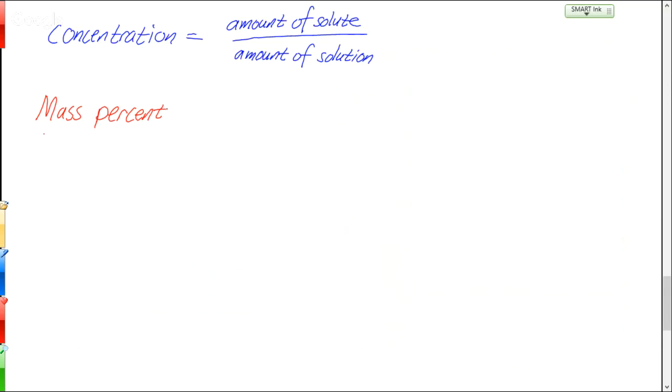Mass percent is sometimes written percent m/m. And this is the value that you get when you say amount as mass. So the amount that we're dealing with is the mass. So that mass percent is going to be literally the percent of the overall mass that is due to the solute.